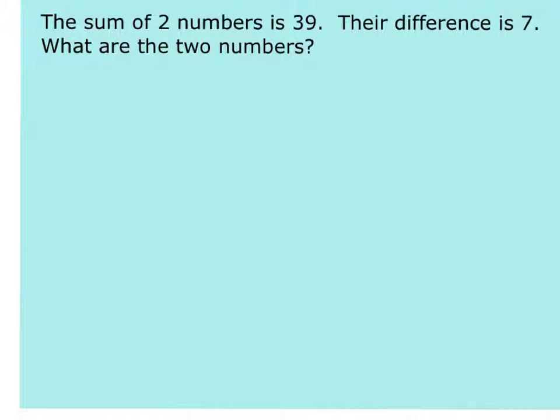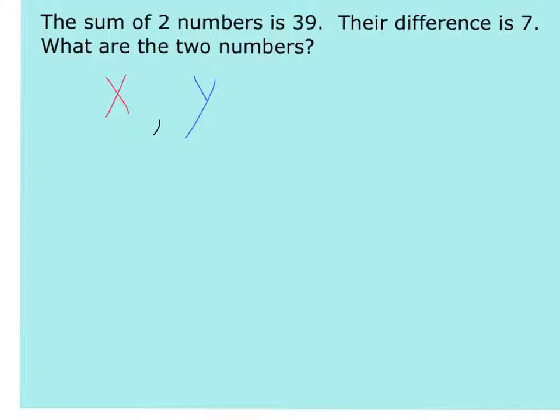Okay, we've done problems like this one in the past. The sum of 2 numbers is 39. The difference is 7. What are the 2 numbers? So we just have to define our variables. Well, x will stand for the first number and y will stand for the second number, but it doesn't really matter. So we can just say x and y stand for our numbers.